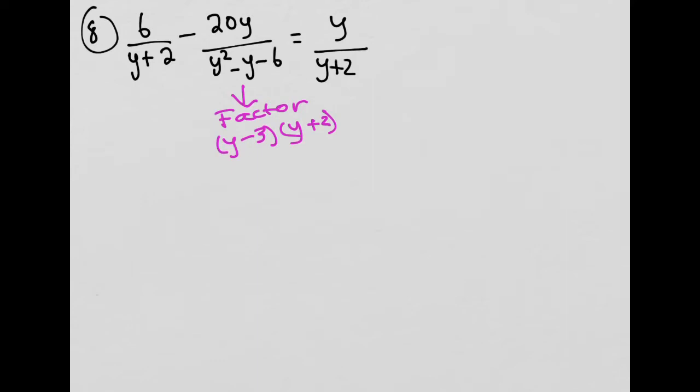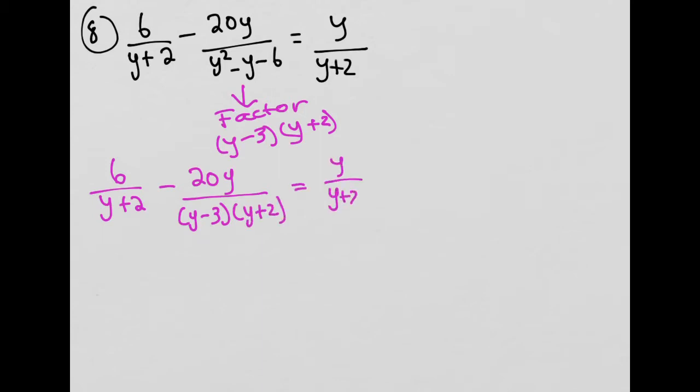So now that I have factored the denominators, those that I was able to factor, I'm going to go ahead and rewrite it. So I have 6 over y plus 2 minus 20y over y minus 3, y plus 2 equals y over y plus 2. Now we need to find the least common denominator. And I want everything that's in the denominator. And if it repeats, I'm only going to use it once. So that leaves me with y minus 3 times y plus 2.